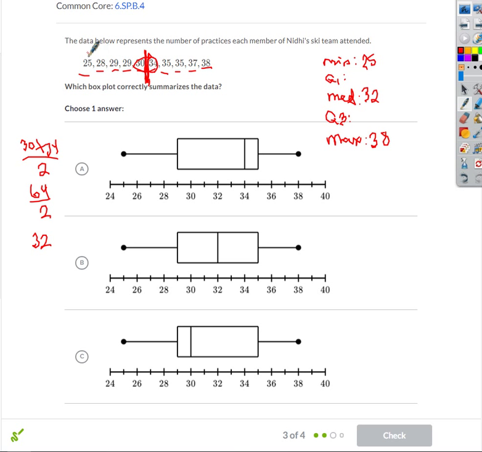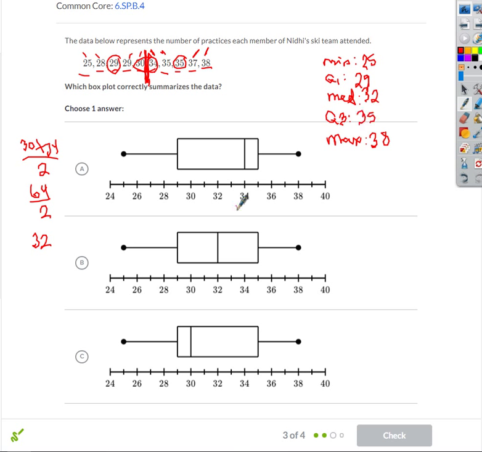So now if I find my median, I'm going to include 30. So 25 and 30, 28 and 29, and then I have a 29 in the middle. So my Q1 will be 29. I do the same thing on the right side. I have to include 34 because my median splits the two middle numbers. So 34 and 38, 35 and 37, and 35 is by itself in the middle. So Q3 is 35.